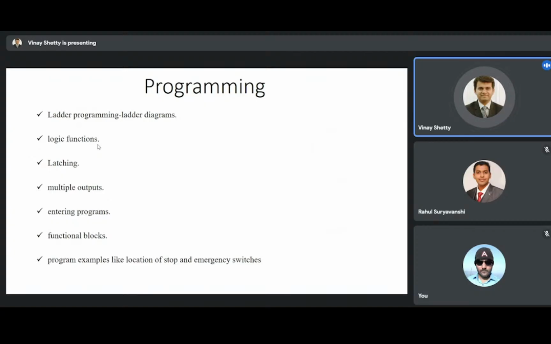Then we will study the programming examples, like the location of the stop, where exactly we need to locate the stop and emergency switches in order to ensure 100% safety. Right? Safety is very important, or else the entire system will be vulnerable. Okay.